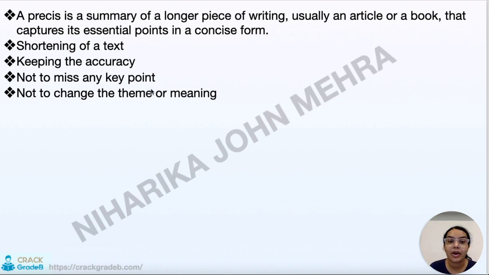Do not miss any key points. So as I mentioned, essentials are to be covered. For that, you should be able to pinpoint the essential points. So if you have one advantage given of something in an article, it is explained in 3 to 4 lines. In that case, you need to make sure that all 3-4 lines are not required. You convert it into one single line, that one advantage, and mention it. Okay, so don't miss any key point, and you cannot change the theme or meaning.